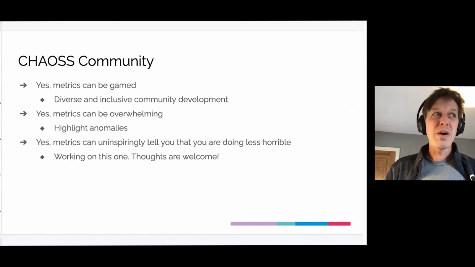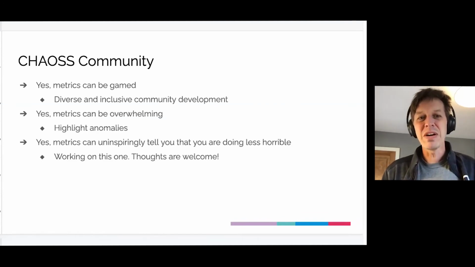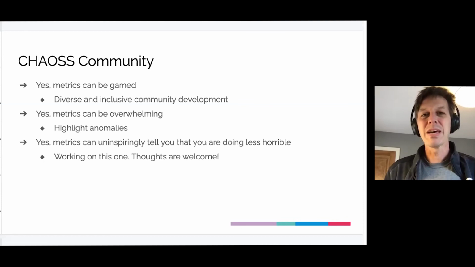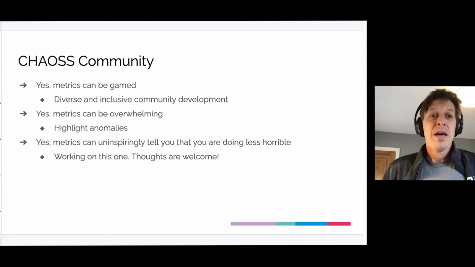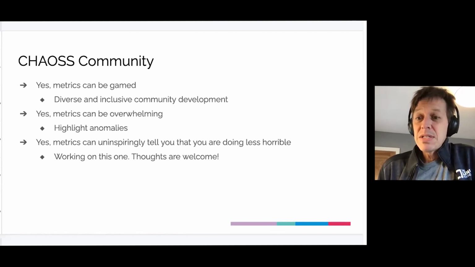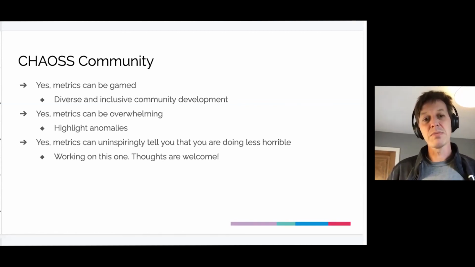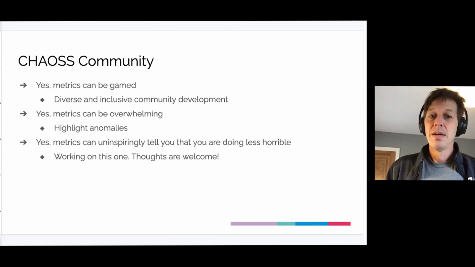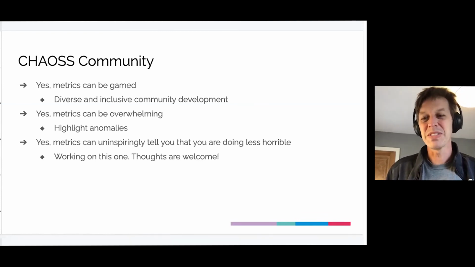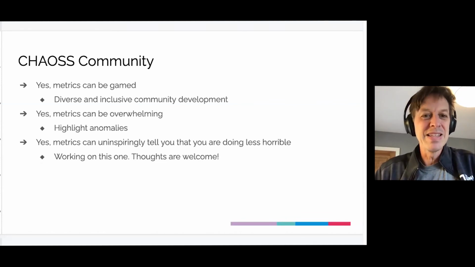So around the gaming issues, we have developed a very nice group of people to think about what the goals are that these metrics are aiming to hit, thinking about ways that we can address issues of gaming. In terms of overwhelmingness, we do have efforts here. So for example, highlighting anomalies around metrics, right? So not just the metrics themselves, but where are we seeing abnormalities to kind of filter through the overwhelming amount of data that can come from metrics sometimes. And then trying to use metrics as inspiration. We're working through this one and thoughts are extremely welcome on this.